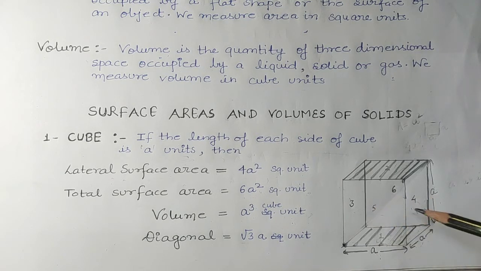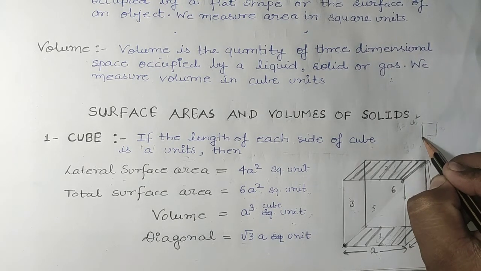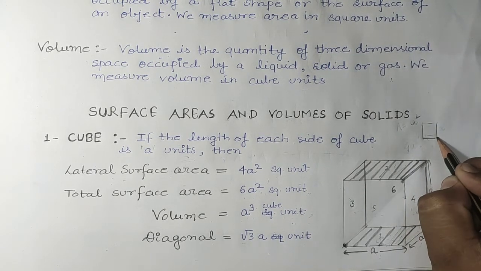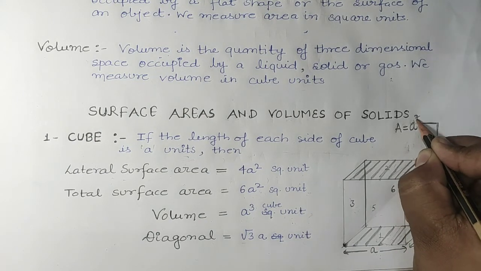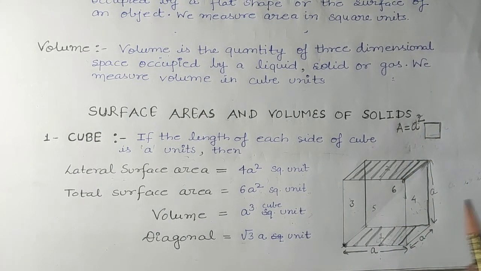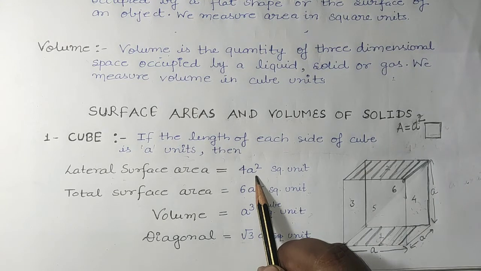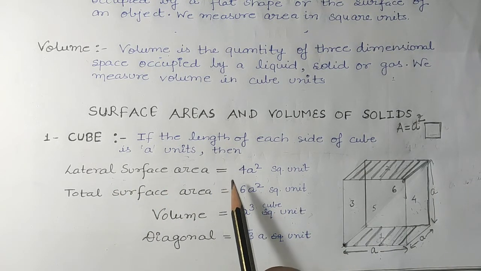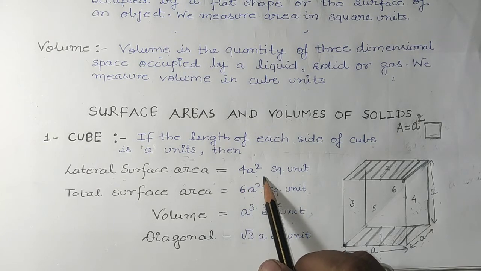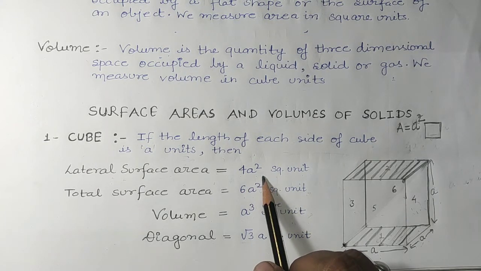So total 4 surfaces are left, and each surface is in the shape of what? Are in the shape of a square. So as we all know that the area of a square is what? A square. Okay, so here 4 surfaces are there. So what will be the area of 4 surfaces? 4 into A square. So lateral surface area, that is the area of 4 walls, we can say it is 4A square in the case of a cube.